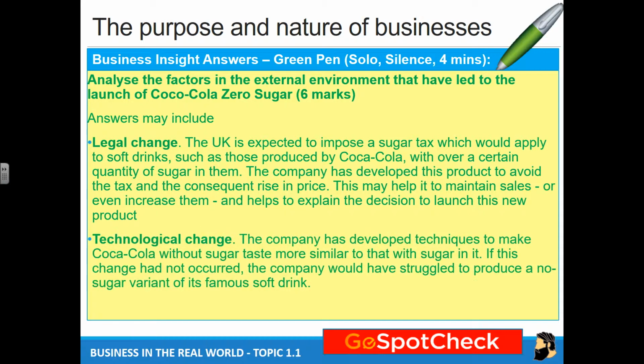Which goes to the next thing: technological change. This has forced them to think about how they make the product. The company has developed techniques to make Coca-Cola without the sugar taste more similar to the one that does have sugar in it. If this change had not occurred, if this law didn't come in and they didn't make this change, the company would have struggled to produce a no sugar variant of its famous drink.